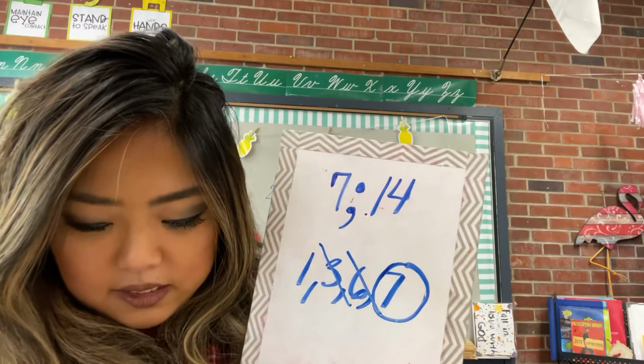Does that make sense? For the next one, 5 and 15, some of the kids would just say, oh, wait, it's 3, because they think 5 times 3 is 15.